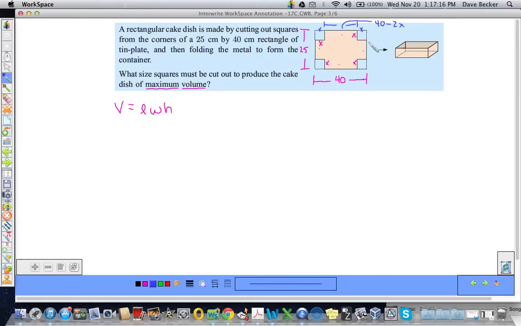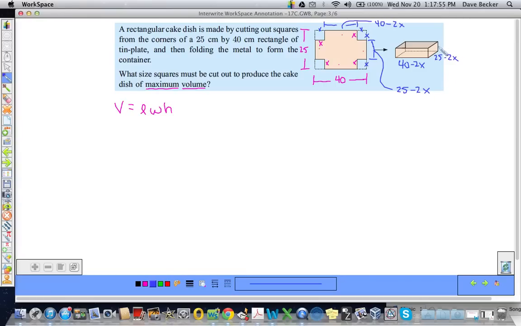By the same reasoning, this length right here, from here to here is 25, and each of these little guys is x as well because this is a square. All the sides are equal to x. So from here to here, that length is going to be 25 minus 2x. So now I have the length of my rectangular prism. So it's 40 minus 2x, and I have my width right here. It's 25 minus 2x. Okay.